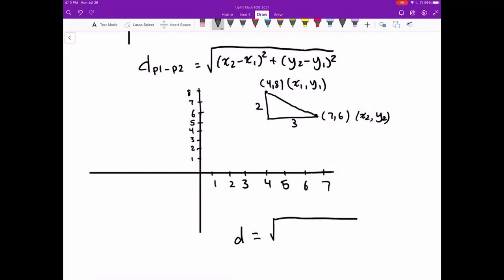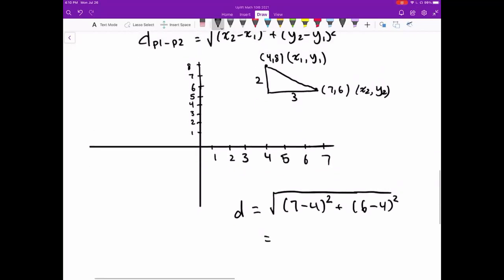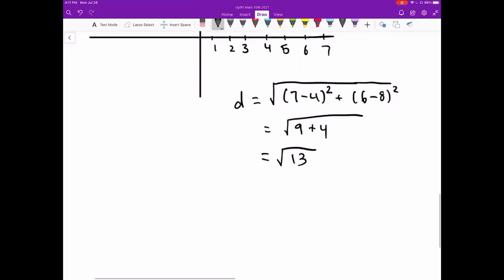is 7 minus 4 squared plus 6 minus 8 squared. It still works, coincidence. What is this, like 9 plus 4? Yes. Okay, square root of 13. Not a nice distance, but it's still a distance.